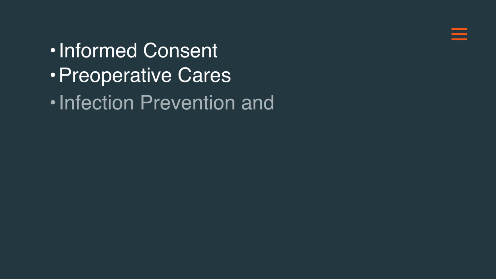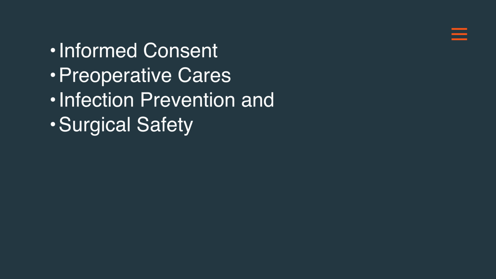Welcome again. In this topic, we will review preoperative planning and patient preparation for Caesarean births. This includes informed consent, preoperative cares, infection prevention, and surgical safety. The risk of maternal mortality and morbidity is higher after a Caesarean section than for vaginal births. With increasing rates of Caesarean section, it is important to minimize risks to the mother as much as possible. In this topic, we will focus on different preparations to prevent complications and important preoperative cares.